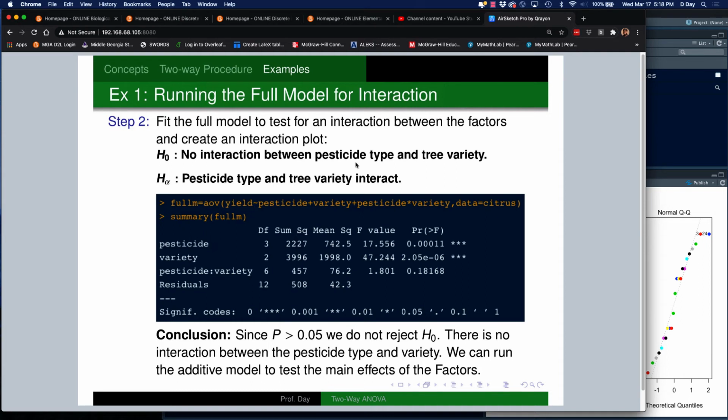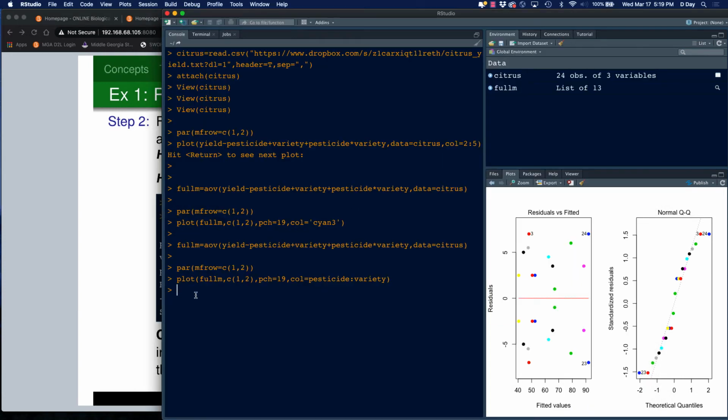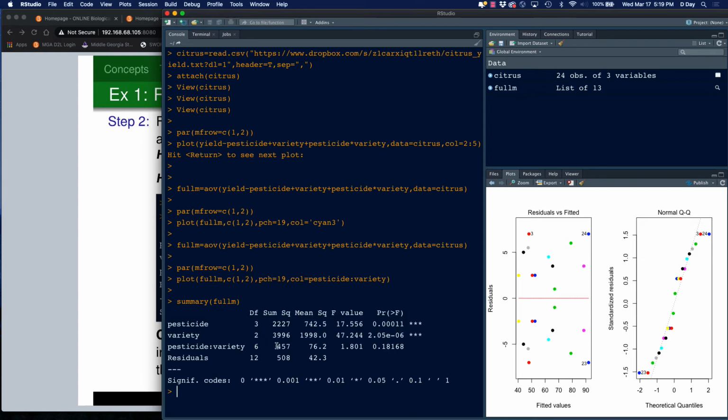So when you run your full model in R, we already ran it once before, it's yield, which is our measurement variable, aka our response, tilde factor A pesticide plus factor B variety plus factor A times B, pesticide times variety. Then we just need to run the summary function on that fullM that we built earlier. Since we already built that, you don't have to type that in twice, but summary of fullM, and it gives us this.